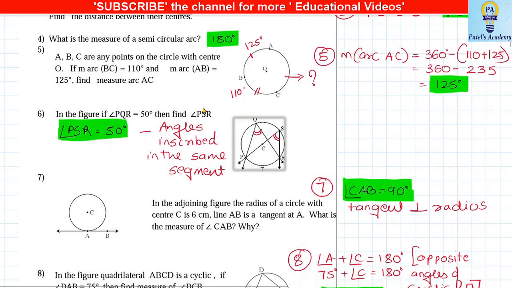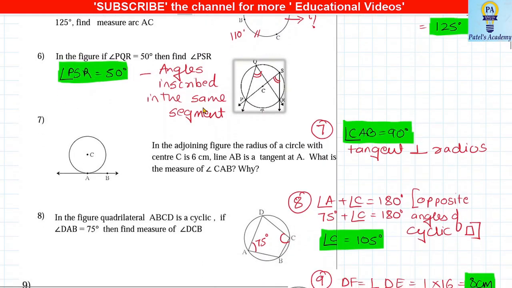Let's see the next one, seventh one. Okay, direct answer. We know that the radius and the tangent are perpendicular to each other. So the angle CAB is going to be 90 degree. Reason tangent perpendicular to radius.